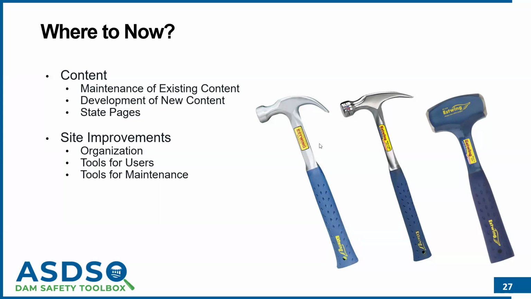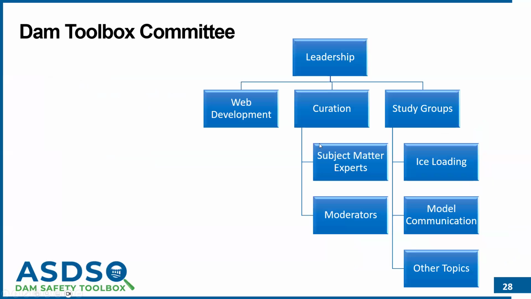Moving to my next slide here. This is the way the committee operates. We've just rechartered the Dam Design and Construction Committee as the Dam Toolbox Committee. So here's the structure of that. We've got a leadership team, and then three smaller teams: a web development team, a curation team, and a study group team. We're going to talk a little bit about that now.